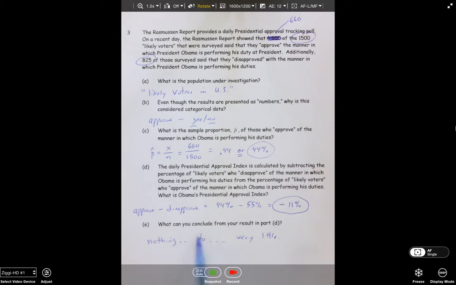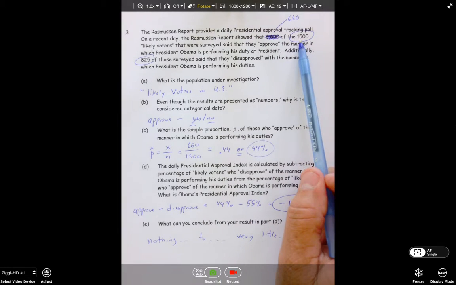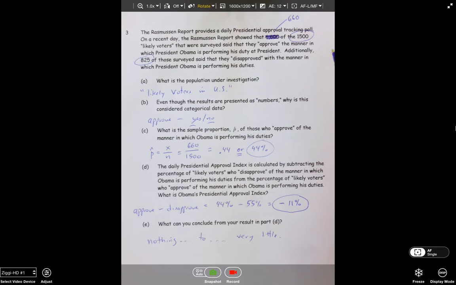But you know, I think I can draw a little bit from this. It does seem that I would generalize that Obama's presidential approval index is negative. I'm not going to buy into this 11% because I'm not going to buy into these 44 and 55. The last thing I want you to conclude is that 11% of likely voters in the U.S. disapprove versus approved. Guys, the only thing that we can say for sure is that these numbers apply only to these 1,500 people. When you start generalizing something from 1,500 people to an entire population, you've got to be careful.